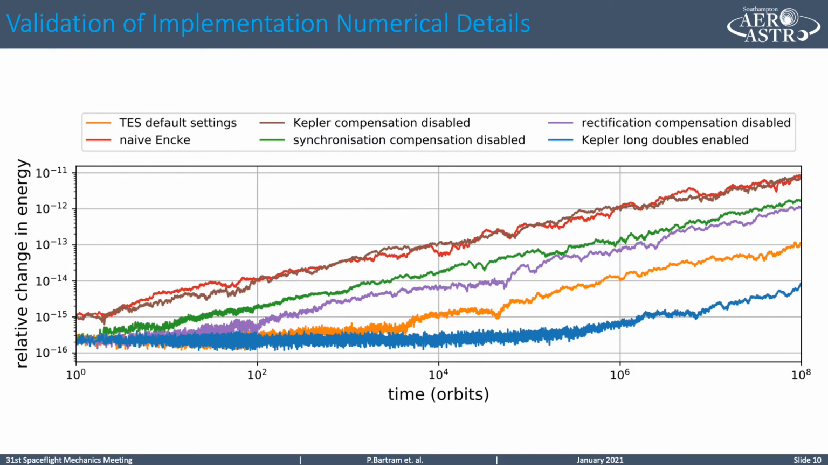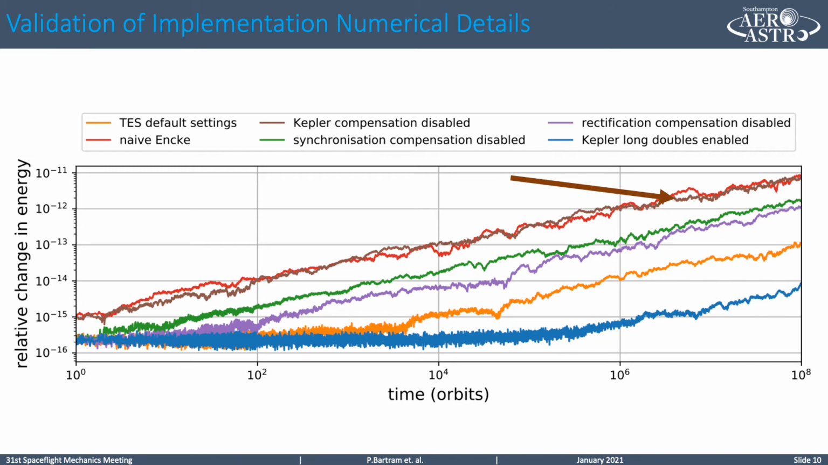As a baseline for comparison, the red line represents what we're calling a naive Encke method, so this is with all of the compensation features disabled. We can see that this is one of two configurations with the worst performance. And in contrast to that, TESS with default settings, so with all compensation features enabled, shown in orange, is 2 orders of magnitude better in energy conservation than the naive Encke. We can see that disabling an individual compensation scheme can cause a degradation in performance of between 1 and 2 orders of magnitude compared to TESS with default settings. And not compensating the reference trajectory calculation in the f and g functions is akin to not compensating throughout.